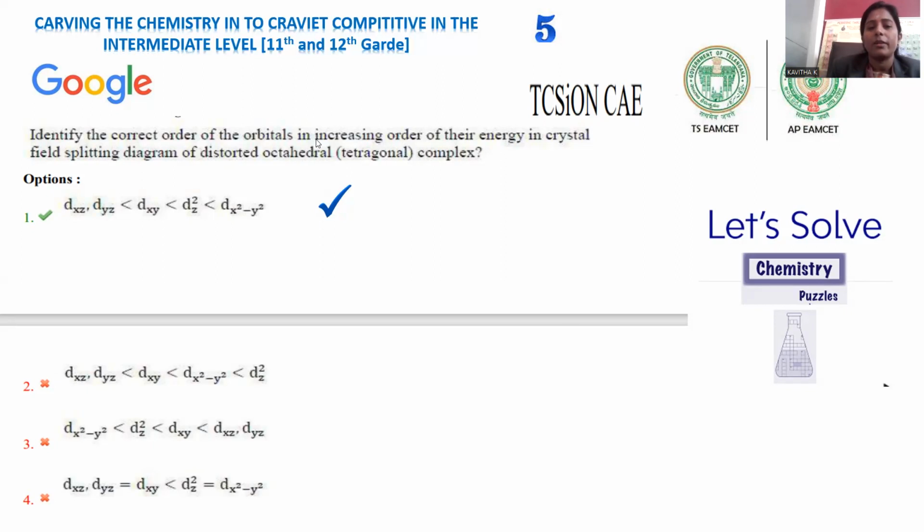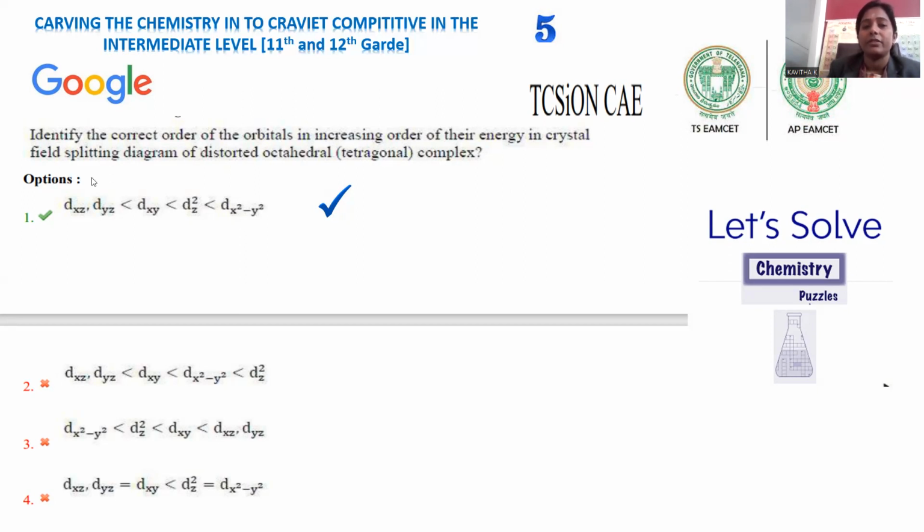Identify the correct order of orbitals, increasing order of their energy in the crystal field splitting diagram of a distorted octahedral. A distorted octahedral is said to be what? Tetragonal complex. Why will a distorted octahedral complex be generated? Due to the Jahn-Teller distortion. Fine. So that is the case, and this is a question collected from inorganic chemistry. Moreover, we can say it is coordination chemistry, because it is part of what? Octahedral complex, no? And we have to identify what? Increasing order of energy of the orbitals in the crystal field splitting.